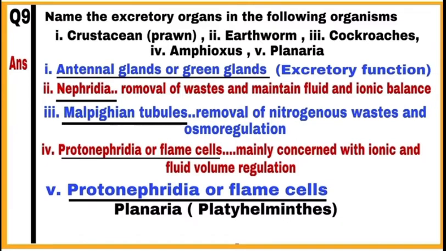Number 4. Amphioxus, and number 5. Planaria. They have protonephridia or flame cells which are mainly concerned with ionic and fluid volume regulation.